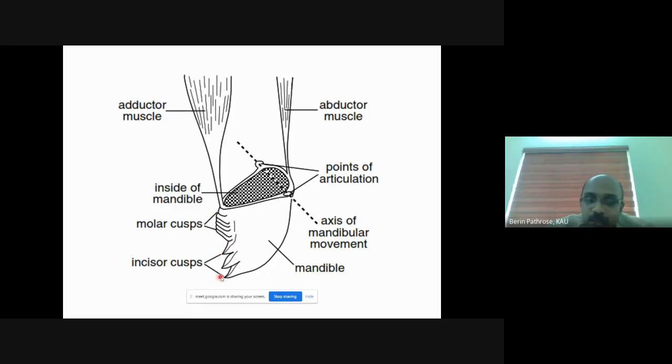This is for cutting purpose. This is a mandible. Don't worry about these muscles, points of articulation and all. Just remember, we have mandible. At the tip of the mandible, we have incisors, and at the base, the proximal part of the mandible, we have molar area for chewing purpose. That's present only on the medial area or the mesial area. That means the inner part here, not the outside part.